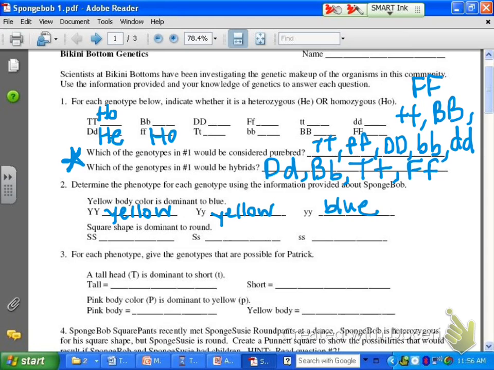All right, let's jump down to number 3, and then we'll go to lunch. A tall head is dominant to a short head. So we want to know what the genotypes would be. So we're doing the opposite of what we did in number 2. So a tall head, what would our genotypes be? Okay, Devin? Big T, or big T, little t. Very good. Big T, big T, and big T, little t. Both of those would be tall.